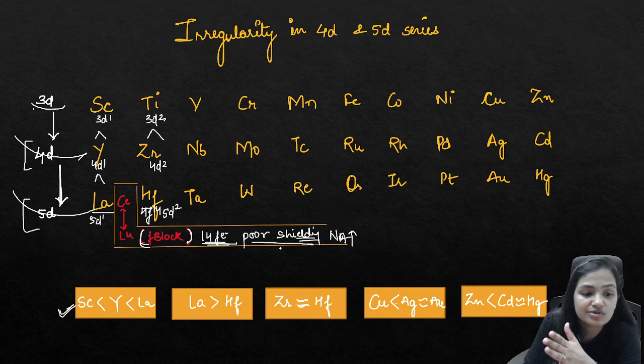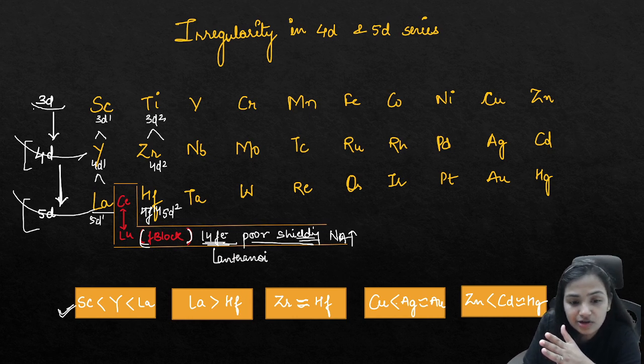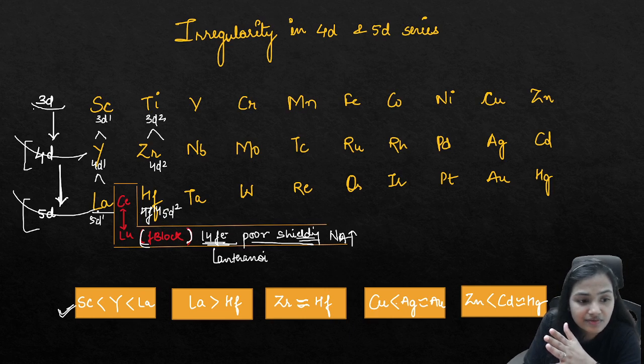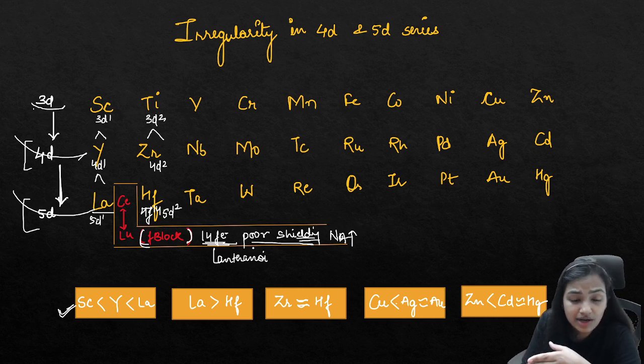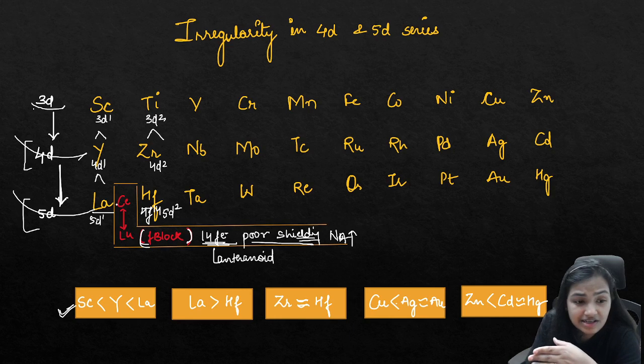Because of the poor shielding of the 14 f electrons, this is known as the lanthanoid contraction. Why is this known as the lanthanoid contraction? Of course, they are followed by lanthanum. So here La, Ce, Pr, Nd, all those F block elements we do have. So this is our lanthanoid series, and so therefore this is known as the lanthanoid contraction.